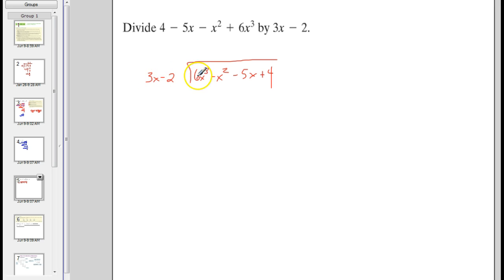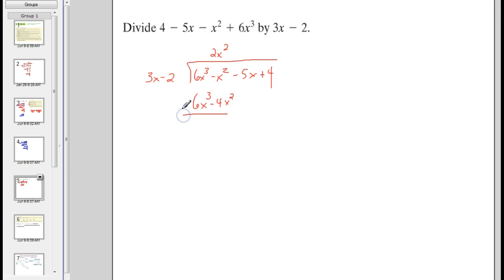Alright, 3x goes into 6x cubed. What do I need to multiply 3 by to get to 6? I need 2. What do I need to multiply x by to get x cubed? I need an x squared. So this is where we're going to write it. So we need a 2 to go from 3 to 6. We need an x squared to go from x to x cubed. So 2x squared times 3x is 6x cubed. 2x squared times negative 2, that's 2 times negative 2, is negative 4x squared.